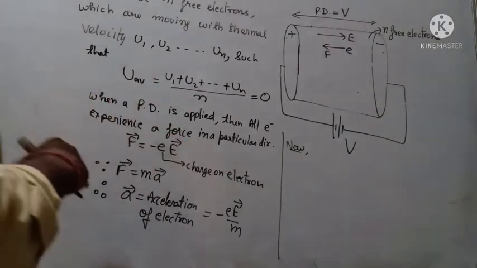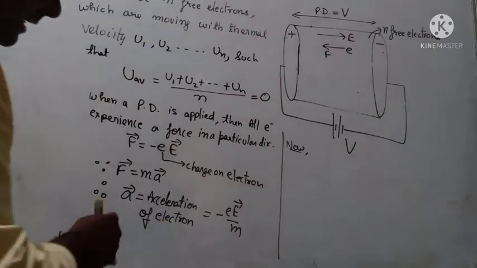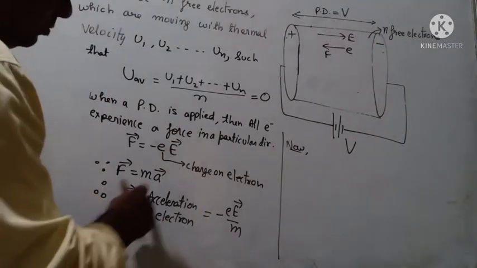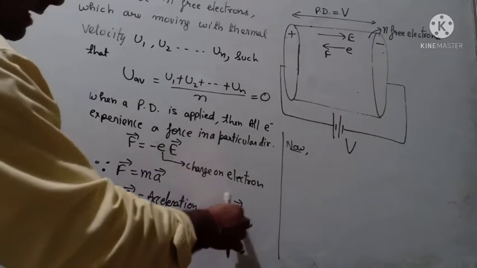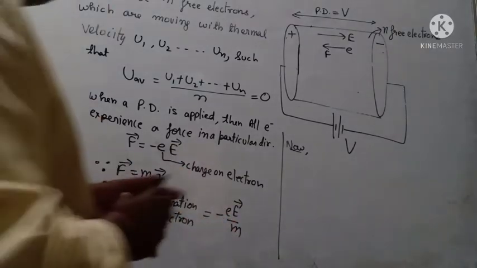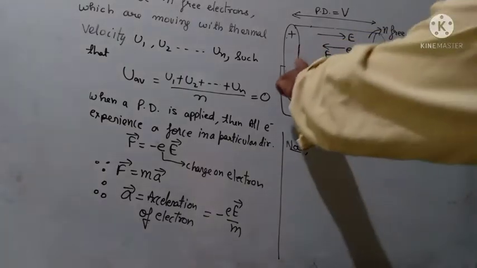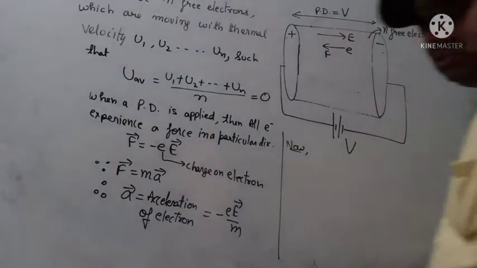But force is equal to mass into acceleration. So from here, if we take out the acceleration, it comes out to be -eE/m. We equate both. So the electron will accelerate with this acceleration toward the positive end of the conductor, toward this end of the conductor.